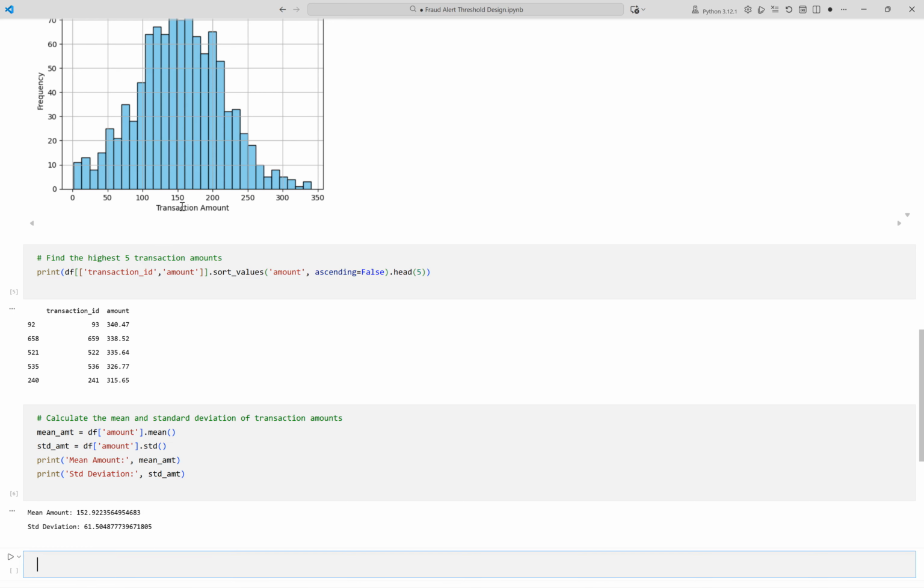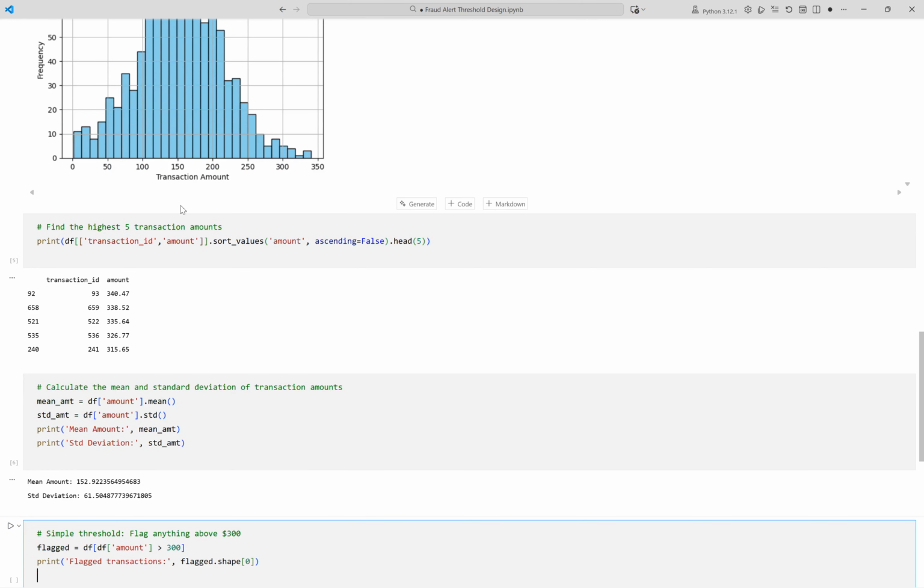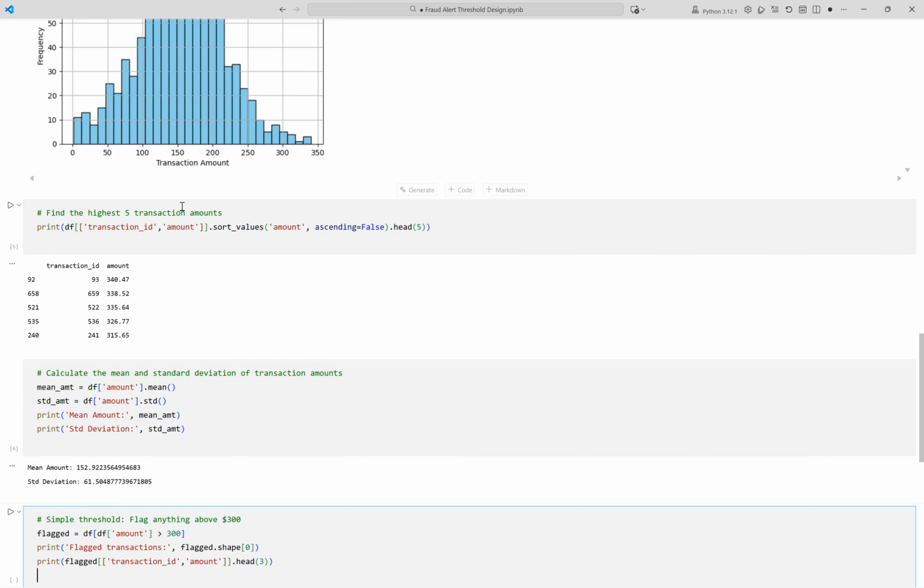We set an initial rule that flags any transaction above $300. We filter all transactions where the amount is greater than $300. We print how many transactions would be flagged using this threshold. We show the first 3 flagged transactions.